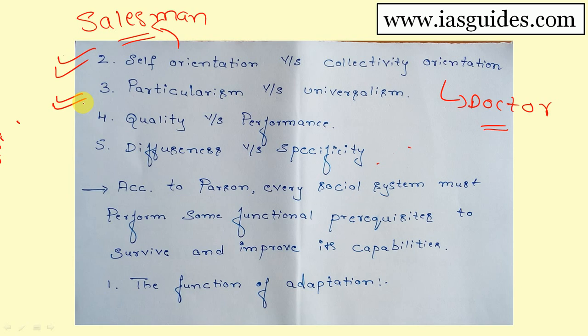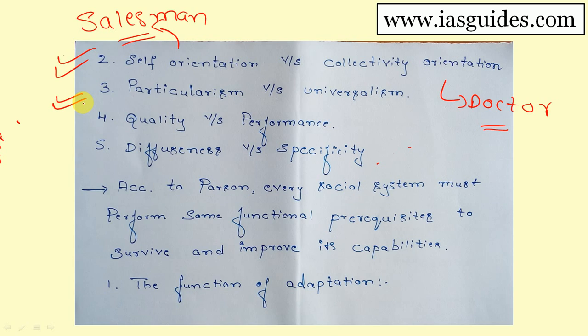But what happens many a time? The teacher is attracted towards certain students, so they will give more marks to some students and less marks to other students. That is what is known as particularism. He or she is particular about giving marks to some people.